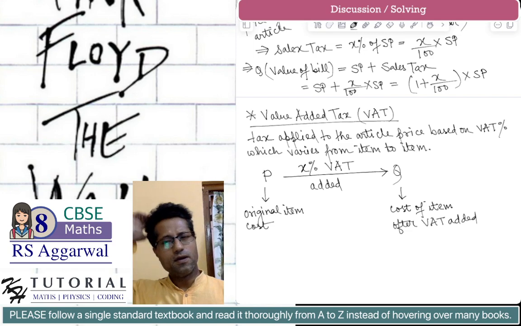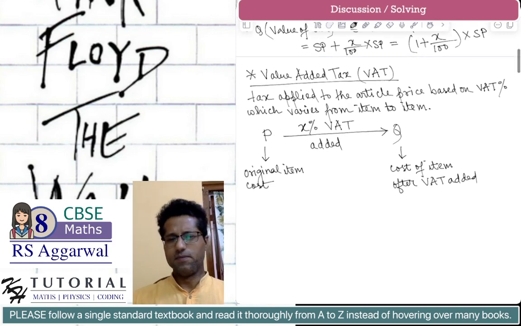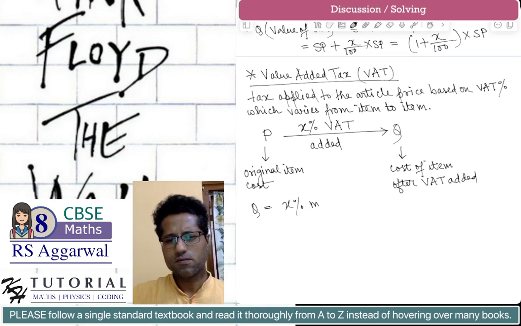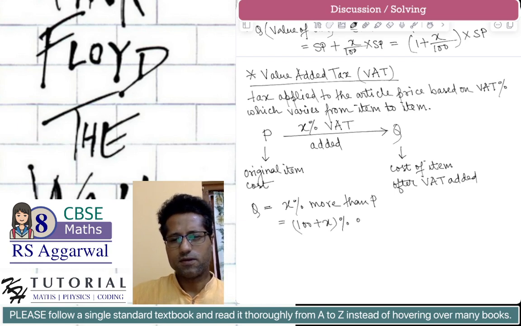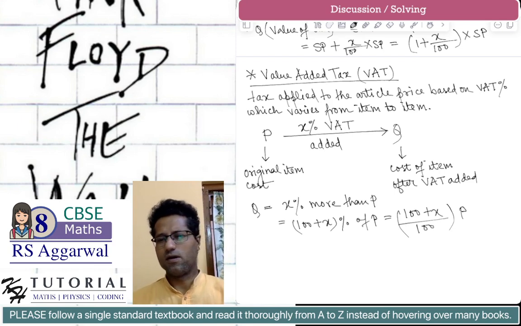So the concept is very similar. If the original price or cost of an article is P, and there is an X% VAT added to the price, then the cost of the item after VAT has been applied will be Q. Then basically, from basic concept, we can say that Q is X% more than P. This is equal to 100 plus X% of P, which is equal to (100 plus X)/100 multiplied by P. Now I am not giving you some formula to find the cost of the item after VAT added.